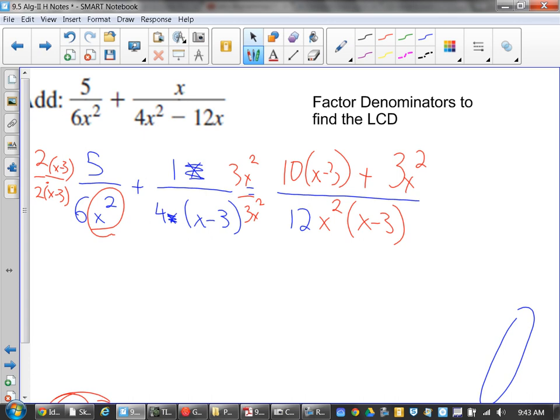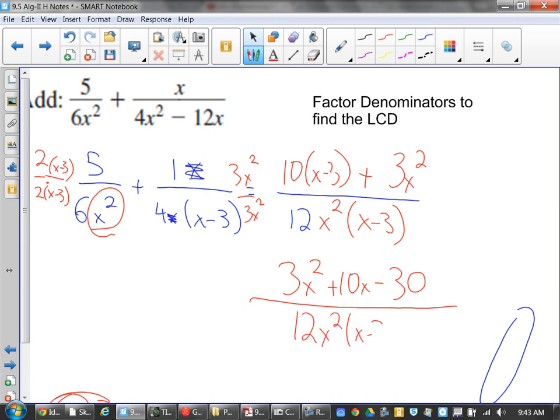Okay? So what you do now is just combine like terms and distribute in the numerator. When you do that, you wind up with 3x squared plus 10x minus 30 all over 12x squared times x minus 3. And I'm done. Don't multiply out your denominators. Always distribute and combine like terms in the numerator.